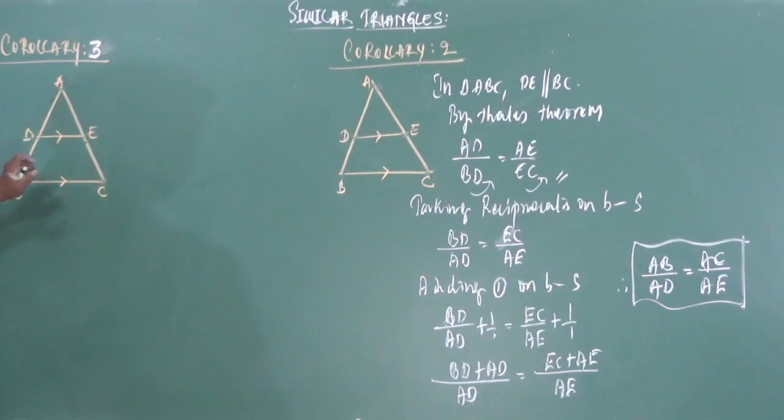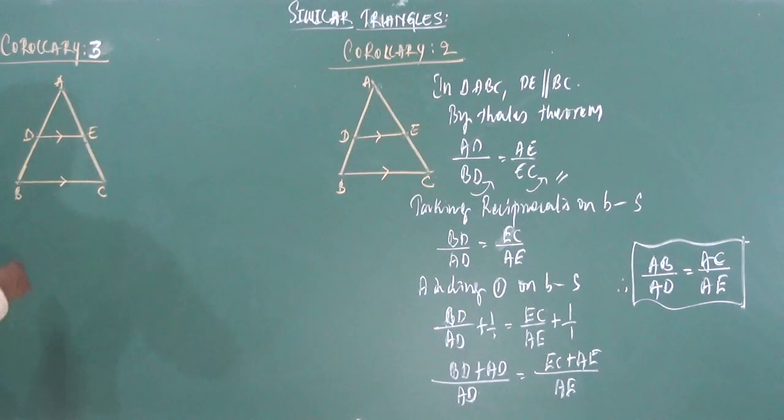I hope you can see the triangle. That is, triangle ADE is the newly formed triangle. When you draw DE parallel to BC, triangle ADE is the newly formed triangle, and triangle ABC will be called the given triangle. So the triangle we were having earlier is called the given triangle, right? And triangle ADE is called the newly formed triangle.